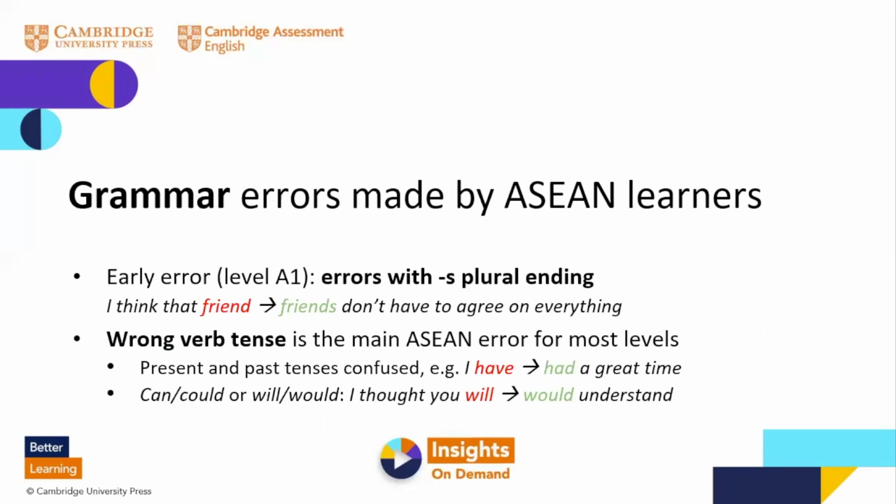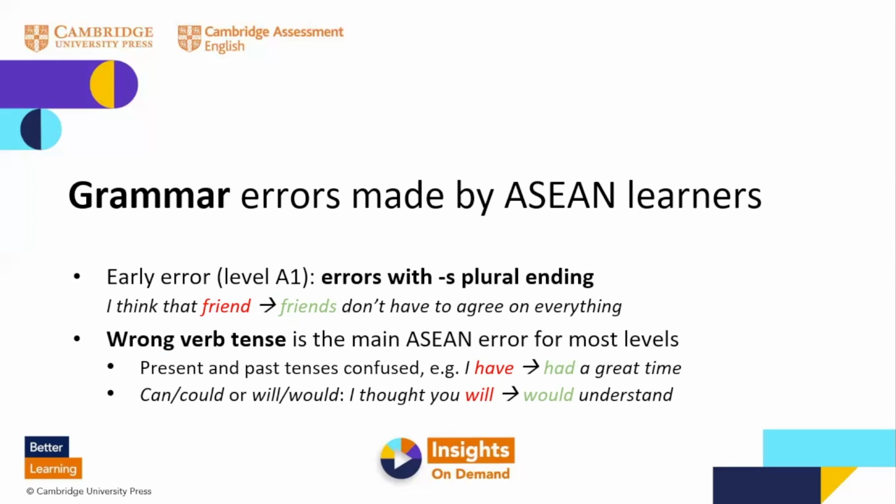Now, if we look at grammatical errors made by ASEAN learners, some ASEAN languages don't have plural noun endings. And plural errors are an early problem for ASEAN learners. But we actually find that this resolves quickly. A more consistent problem is wrong verb tense. It doesn't resolve as quickly. It doesn't fix itself as quickly.